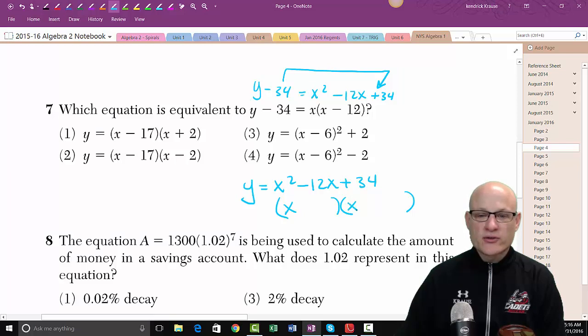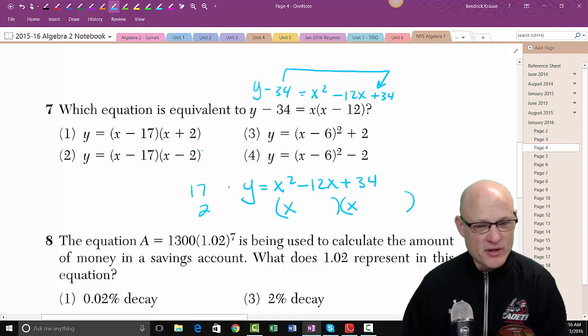X and x, 34. The only numbers that multiply to 34 are 17 and 2. But they don't add up to 12. Well, that can't be it.